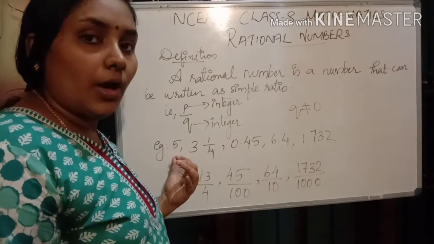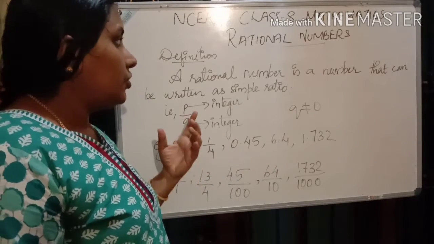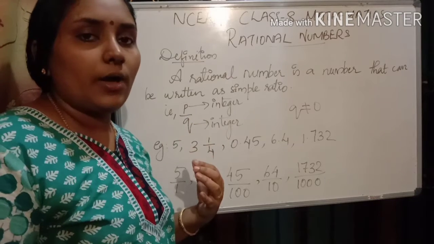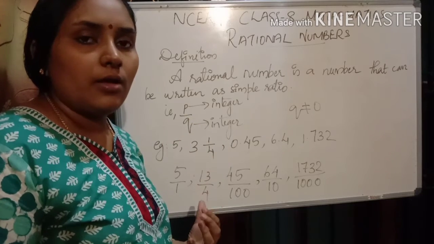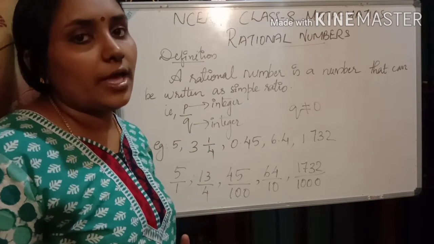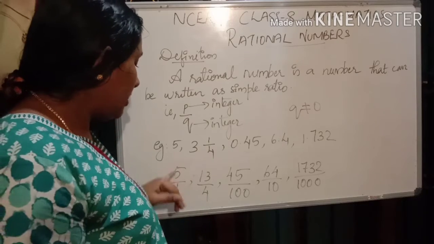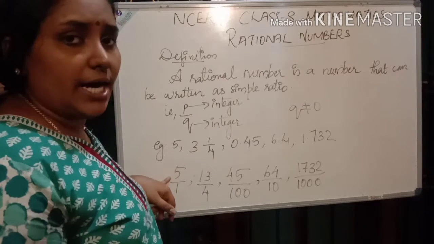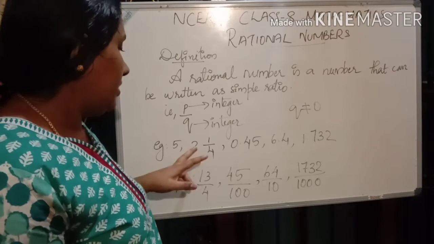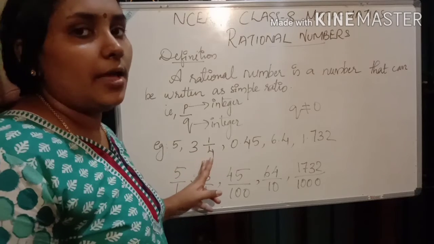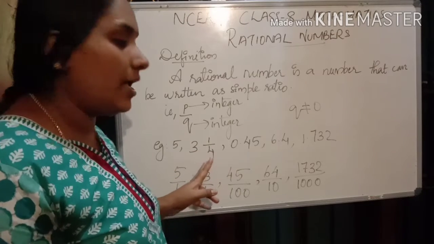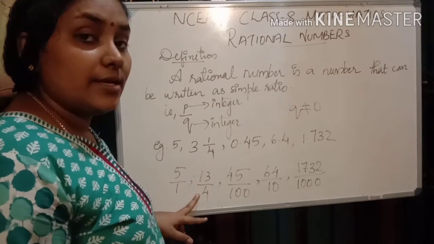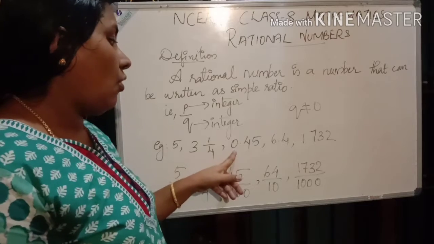This is a whole number. Shall we write the whole number in terms of a rational number? Yes, a whole number is also a rational number. See, 5 can be written as 5 by 1. 3 1 by 4 is a mixed fraction that can also be written as 13 by 4.